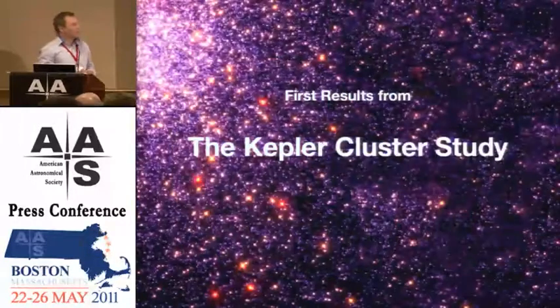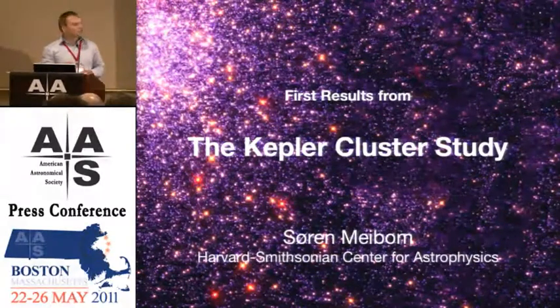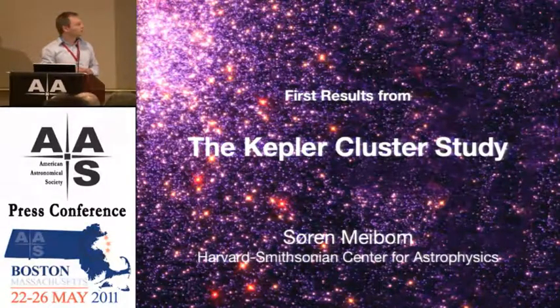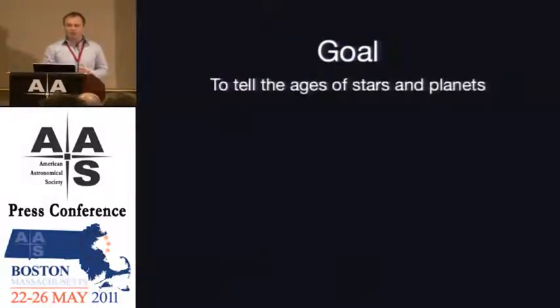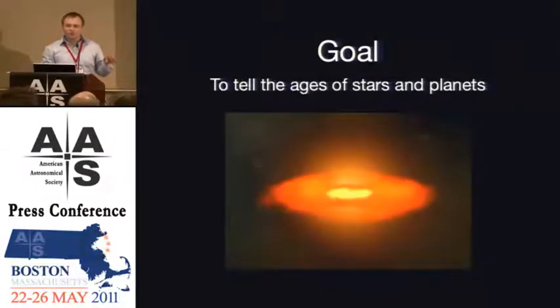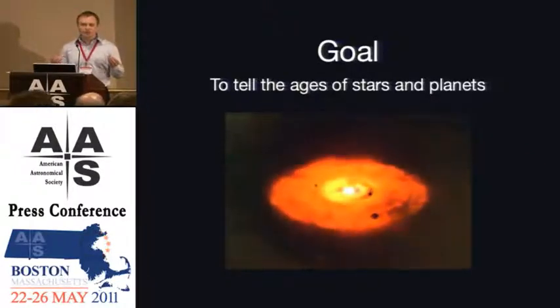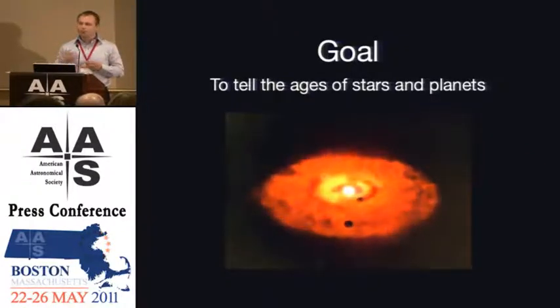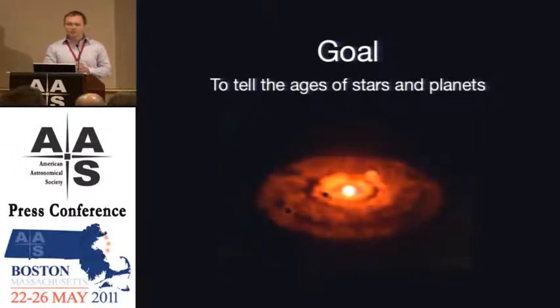Now, I'm here to tell you about the first result from a specific study, the Kepler cluster study, for which I'm the principal investigator. A primary goal of the Kepler cluster study is to develop a way to determine the ages of stars and their planets. A star and its planets form together and share the same age. So if we can determine the age of a star, we also have the ages of its planets.